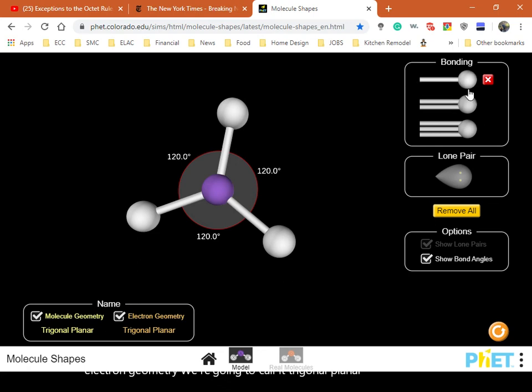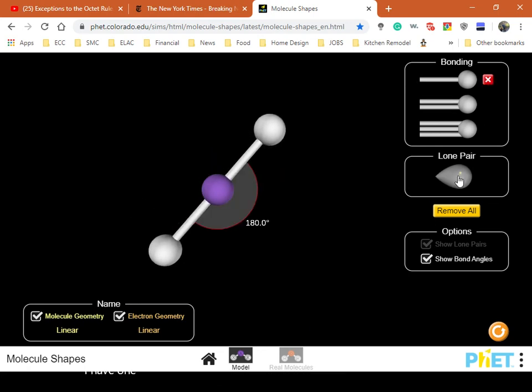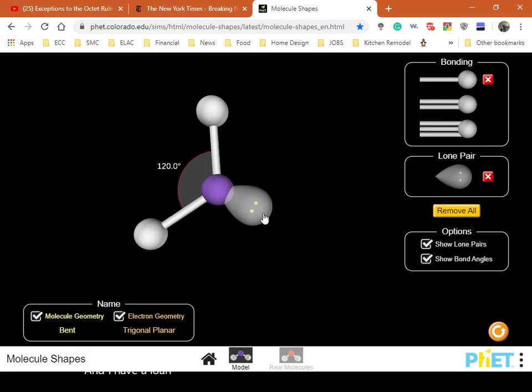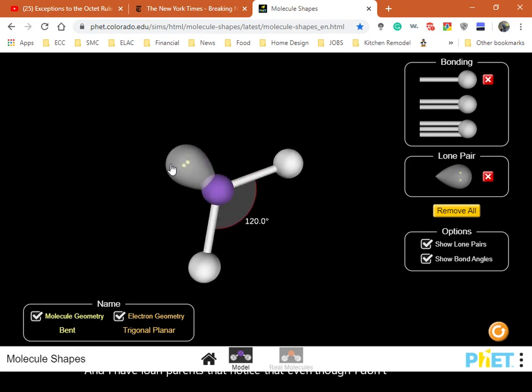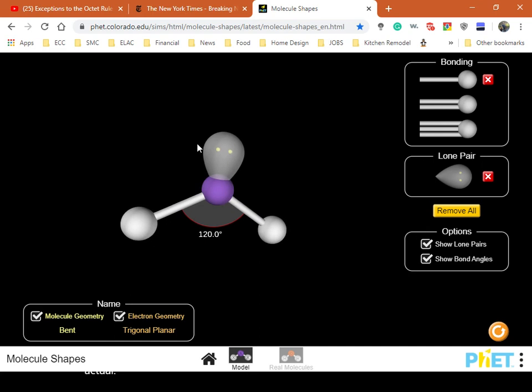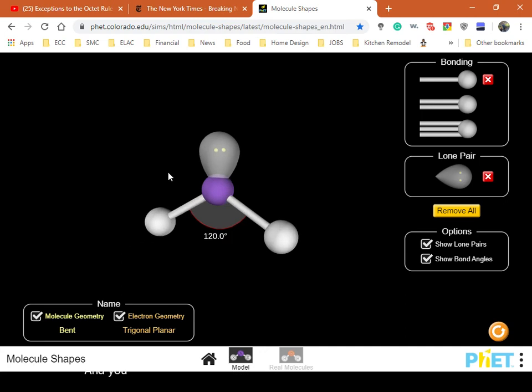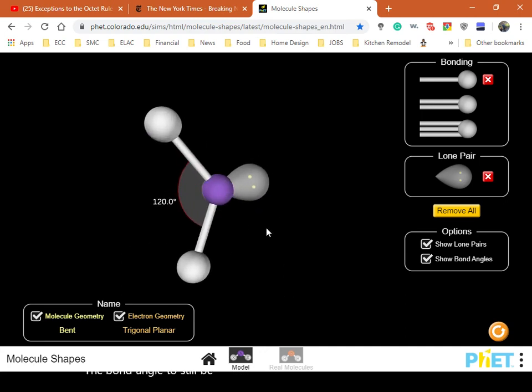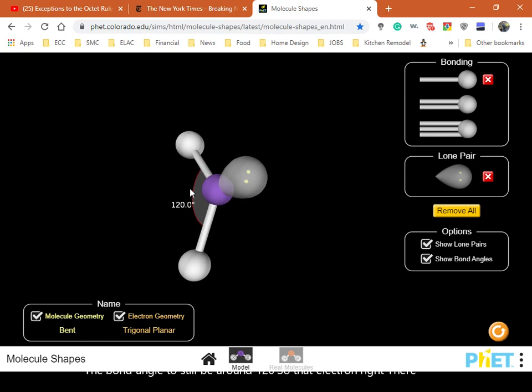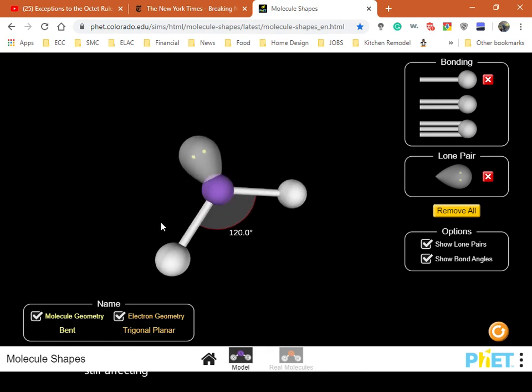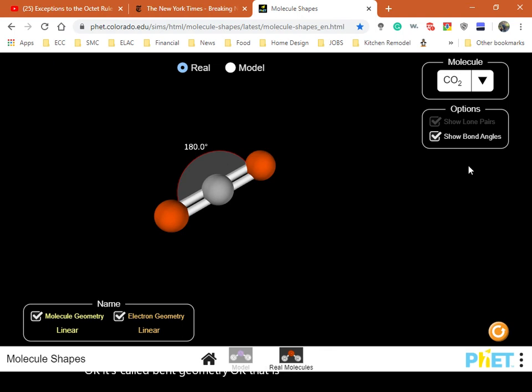But what if I have one bond less and I have a lone pair instead? Notice that even though I don't have an actual bond, that electron cloud is still there, and you get the bond angle to still be around 120, so that electron right there is still affecting the molecular geometry. So when you have an electron geometry that is trigonal planar and you have one lone pair, then the molecular geometry will be called bent. Okay? It's called bent geometry.